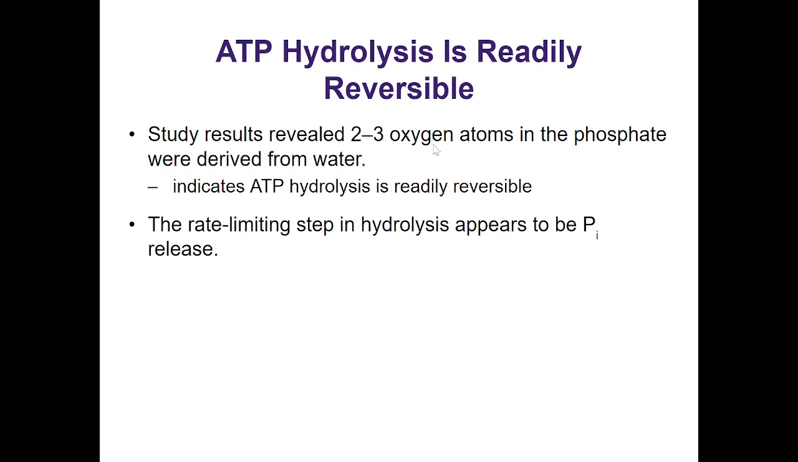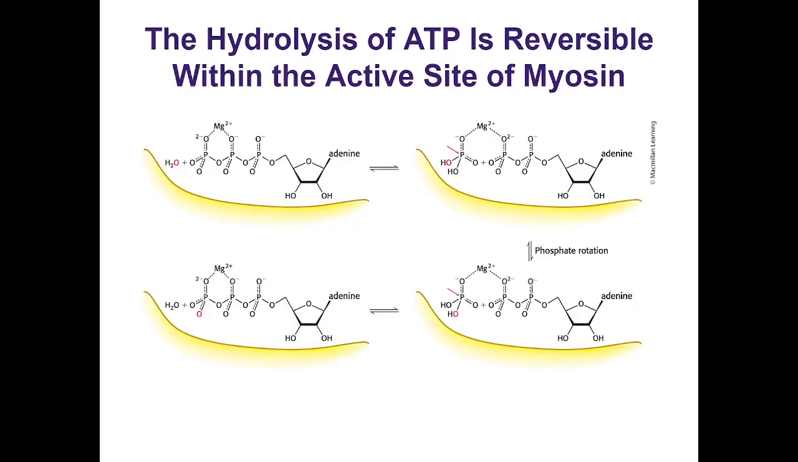What does that tell you about this? Well, it doesn't just do it once, does it? We're getting these happening over and over, and so we're getting a lot of replacements occurring, okay? And again, this indicates that ATP hydrolysis is readily reversible, and that the rate-limiting step in the hydrolysis appears to be the phosphate release of the hydrolysis. This is the reversible hydrolysis that you're looking at.